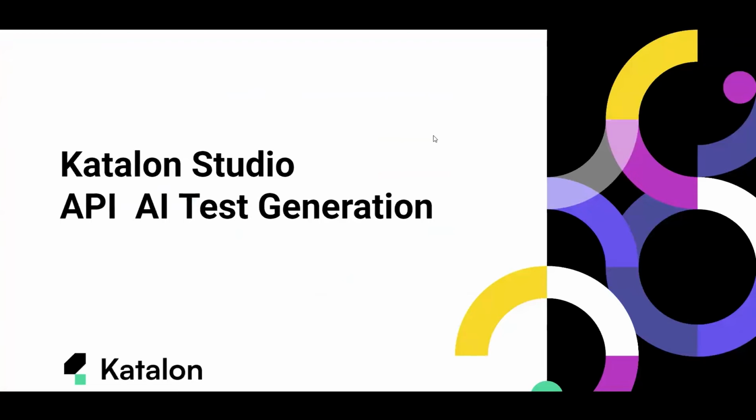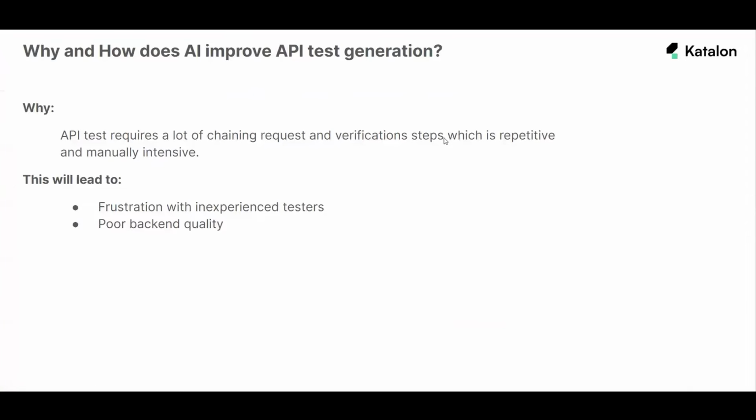A quick side note before we continue on to our demonstration is to allow you guys to be aware of our API AI test generation capabilities that will be shortly shown to you and be available for users of Katalon Studio in the very near future after this recording. Now, exactly why are we introducing AI into API test generation? It's because we recognize that there is a bottleneck in the API test generation process, which is a lot of chaining of requests, a lot of verification steps, and a lot of repetition and manually intensive work that needs to go into fully testing the backend components and backend services of a given application.